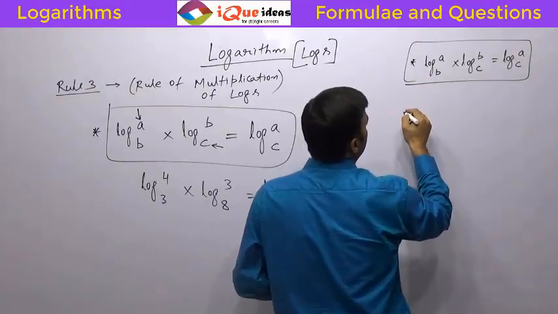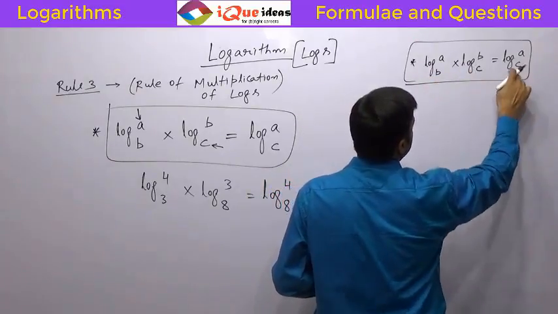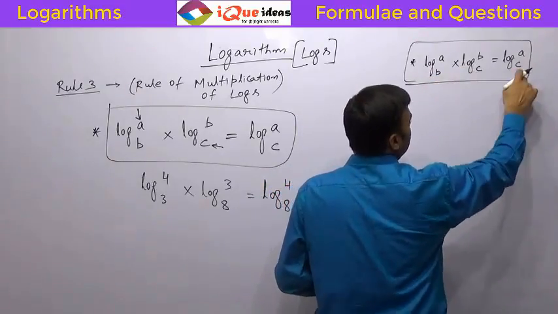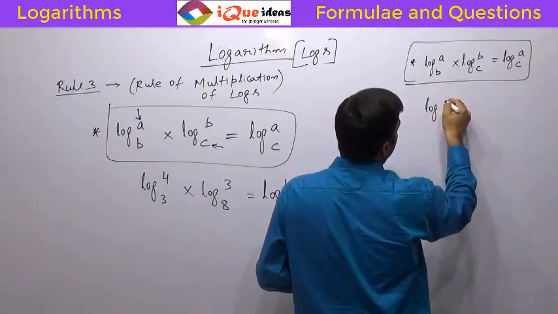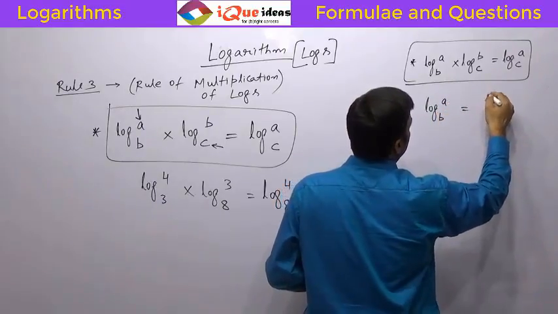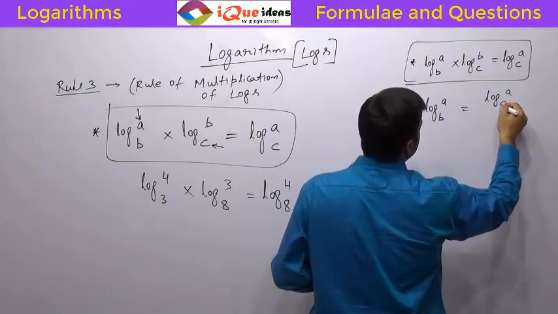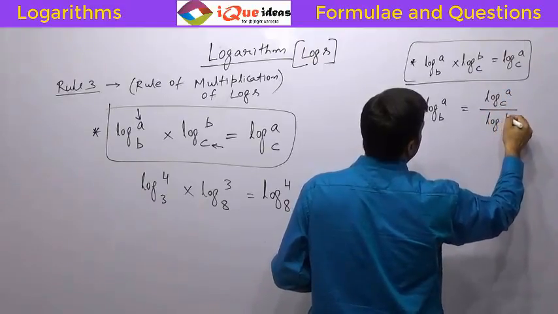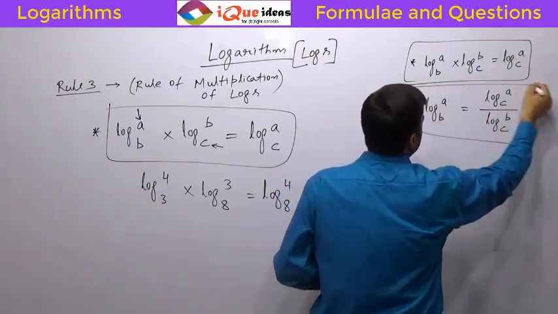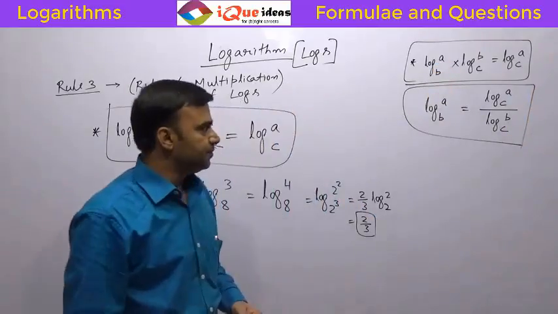Now, from this, as you can see, if I send one of them to the other side, if I send this log b to the base c to the other side, it will be divided. So we will have log a to the base b equal to log a to the base c divided by log b to the base c, right? This is the outcome of the first rule, right?